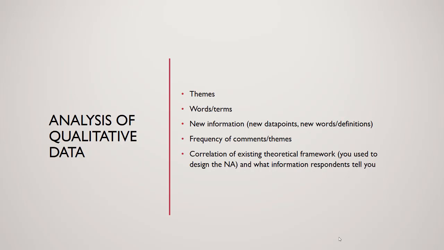What is it that people are talking about, the trends, the new words, the new definitions, things that you didn't hear when you were talking to your client, and you didn't see in the records, and then all of a sudden you are hearing them.